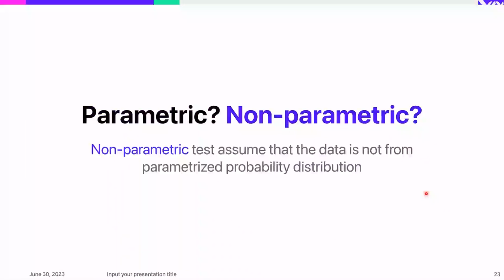In the case of non-parametric, it's a test that assumes the data is not from a parameterized probability distribution. So this is usually the case when the sample size is small, or the comparing values are non-metric, which can also be ordinal, meaning that the values themselves don't really hold anything. They can only be compared side by side relatively, such as the results of a Likert scale.